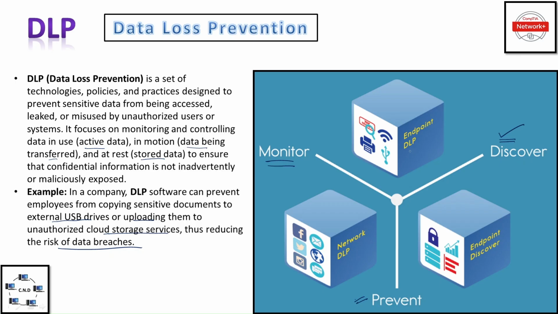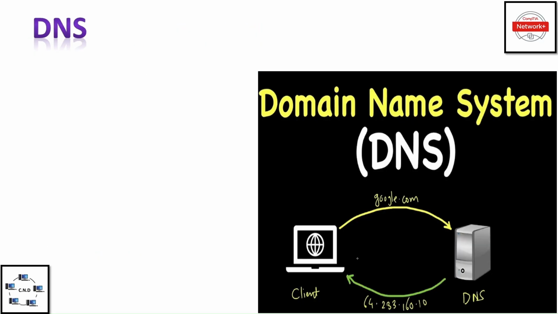And again, there are multiple types of DLPs. They can be endpoint DLP or network DLP. The endpoint DLP basically prevents data leakage on the endpoints such as PCs and laptops, while the network DLP is monitoring the network of the organization and monitors any type of sensitive data exfiltration.